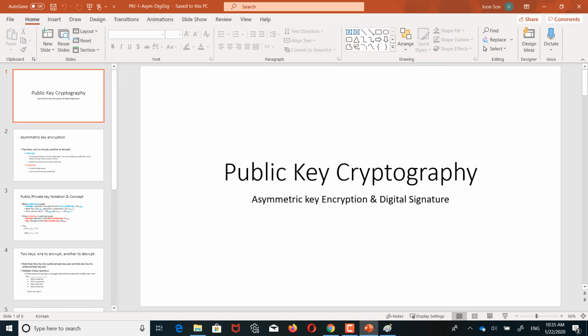Okay, so let's talk about public key cryptography today. Today's main topic is asymmetric encryption and digital signatures. And then let's first talk about asymmetric encryption, right?